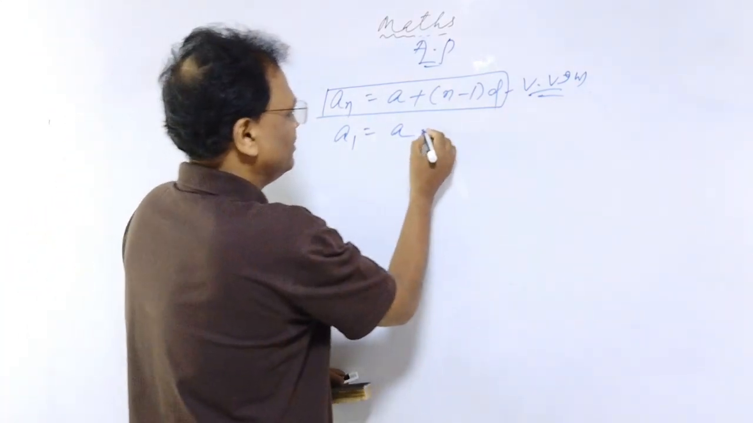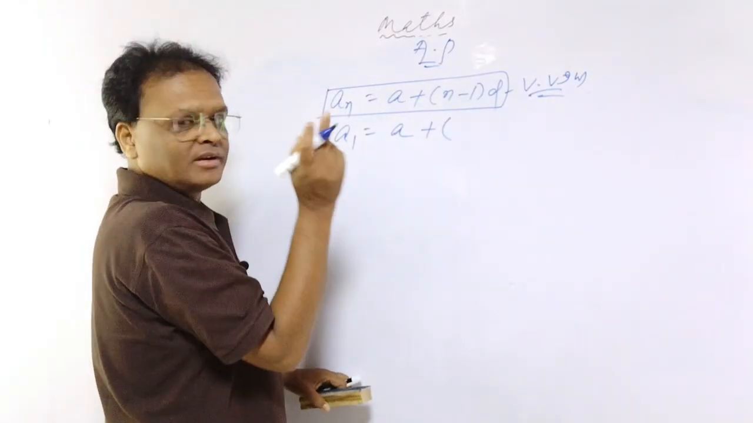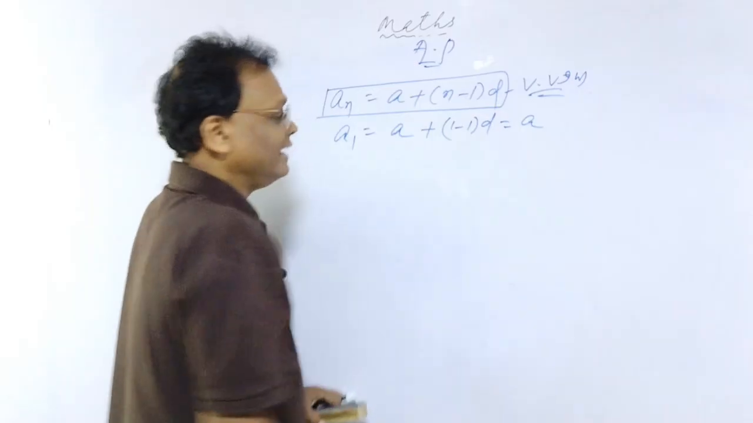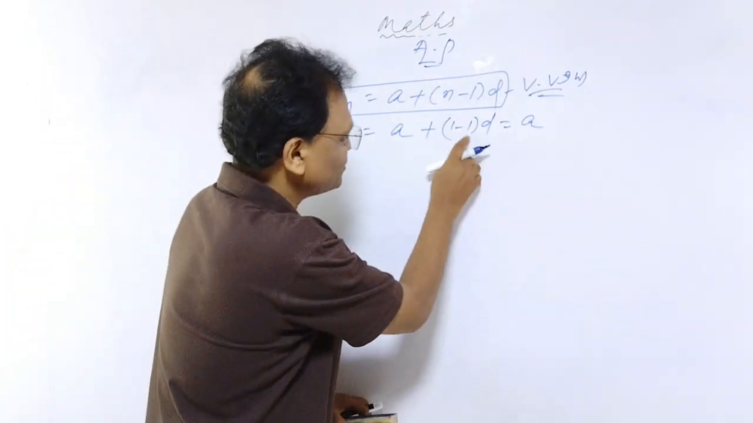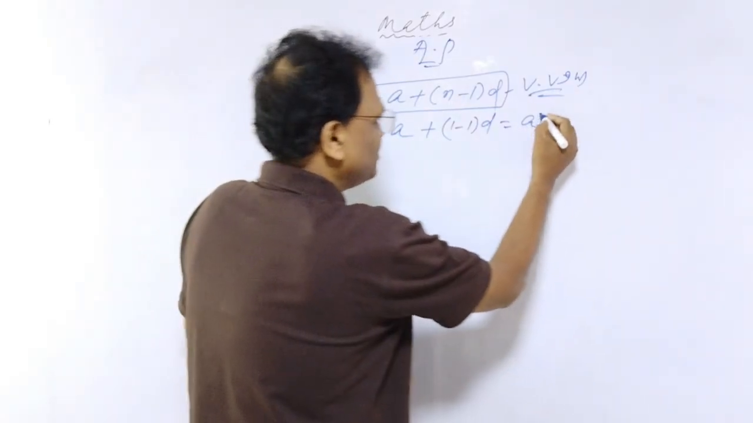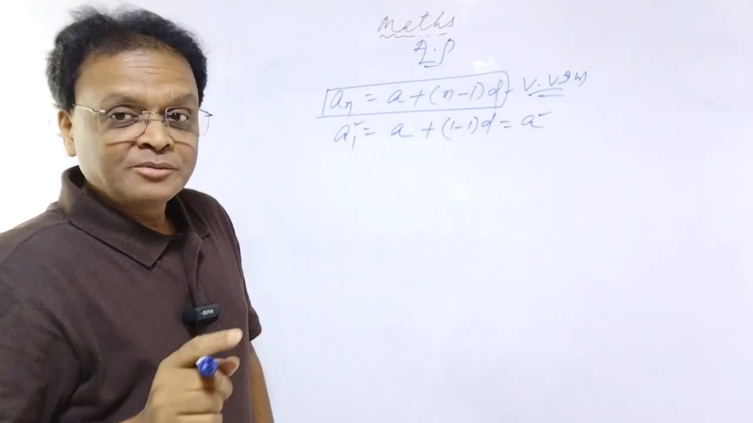First term: a plus (n minus 1) into d, where n is 1. So 1 minus 1 into d gives me a, because 1 minus 1 is 0, and 0 into d is 0. So what did I get? The first term is a.